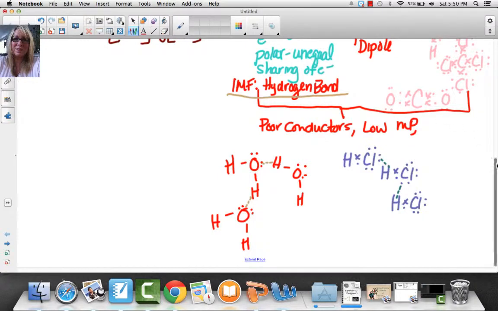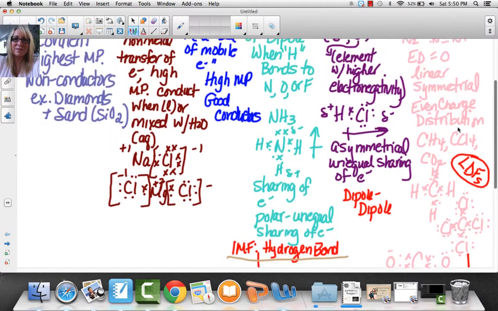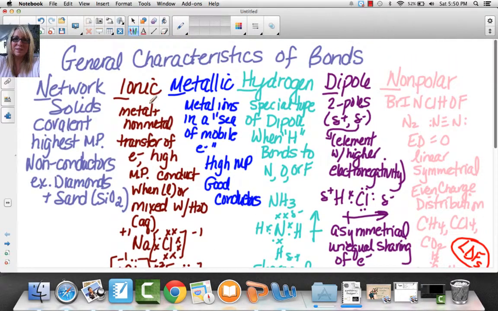And that pretty much sums up the bonding general characteristics. Again, this is pretty much what's on your sheet, but I've explained it a little bit more, and hopefully that makes sense. Remember, never imagine me having dirty napkins. Helps you remember the strength. Network solids are the strongest, followed by ionic, metallic, hydrogen, dipole, and nonpolar last.